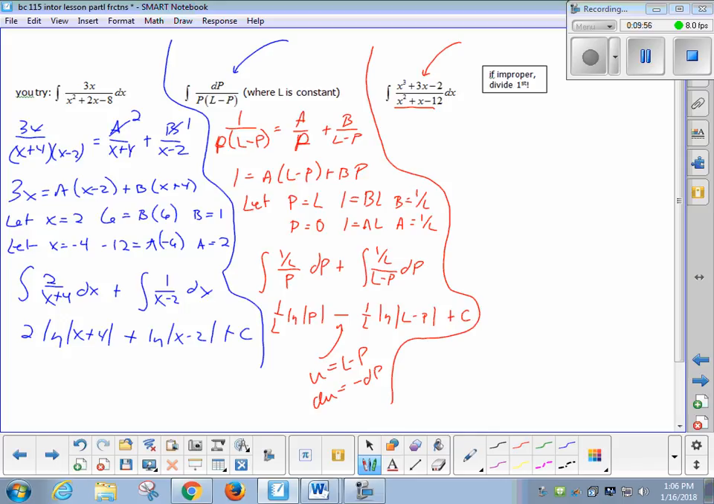So, here we go. Do you remember how to divide polynomials? All right then. x squared plus x minus 12 divides into, don't forget your placeholders, x cubed plus 0 x squared plus 3x minus 2.